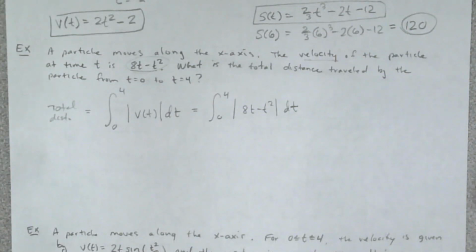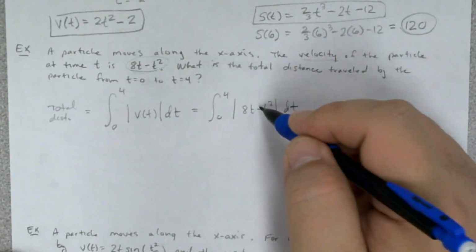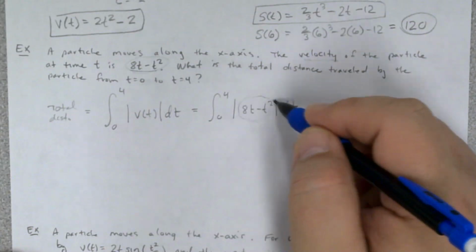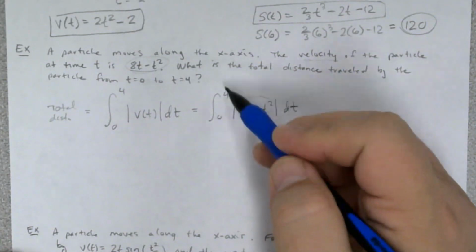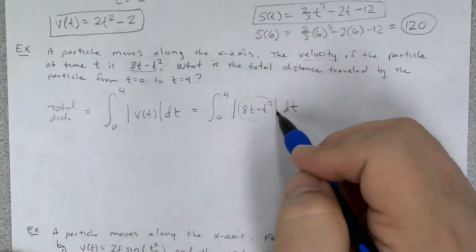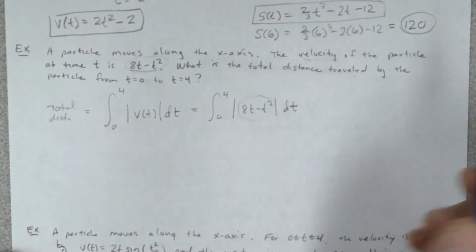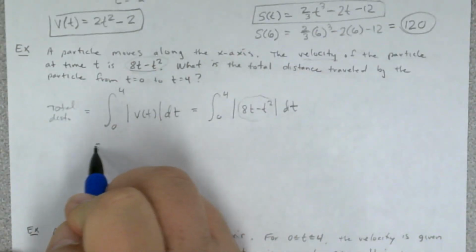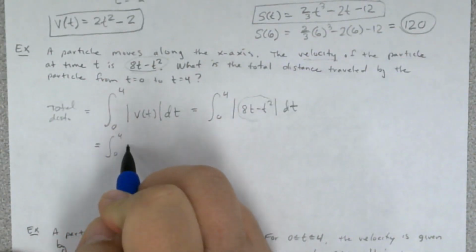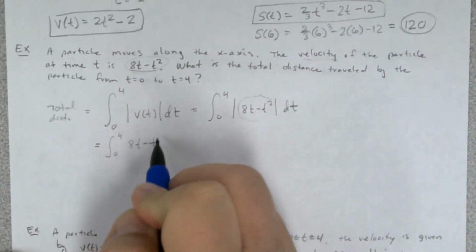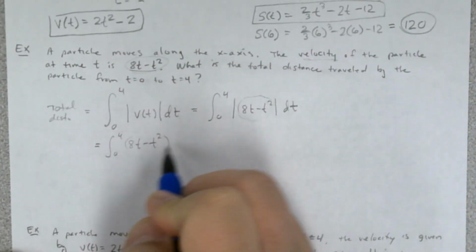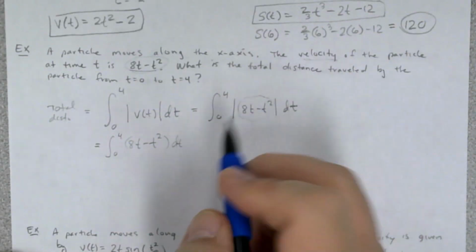So if you know that this entire function is going to be positive for the interval from 0 to 4, you can just drop the absolute values, which makes this easier to integrate. You can integrate this function and get the same exact answer. If it was on a calculator, I would just type it in.